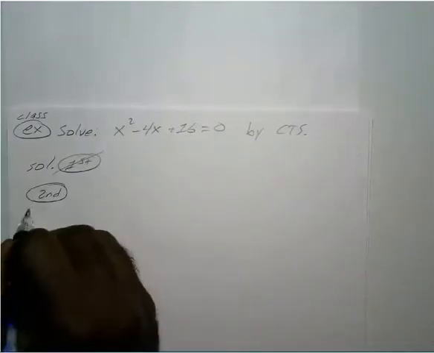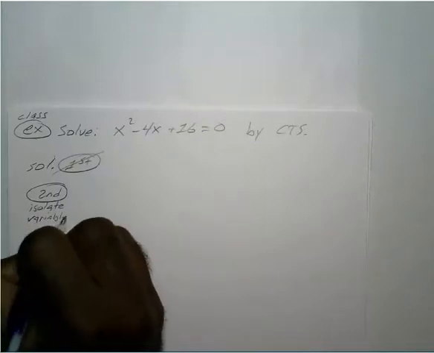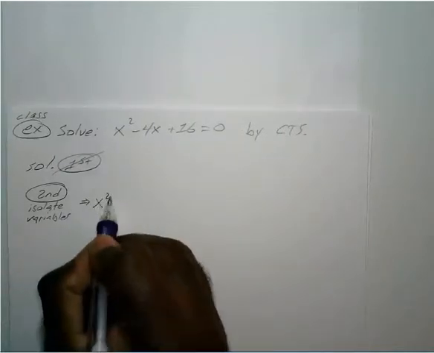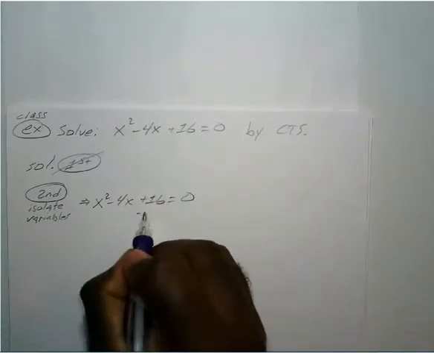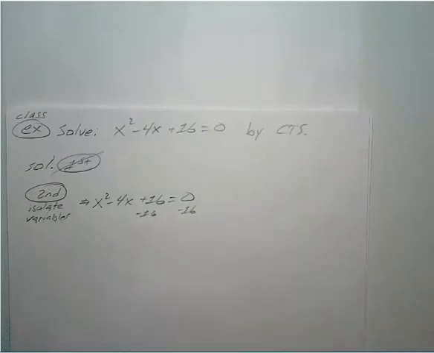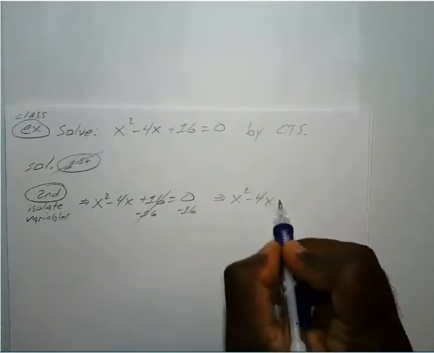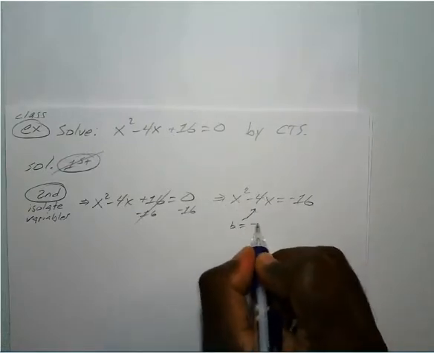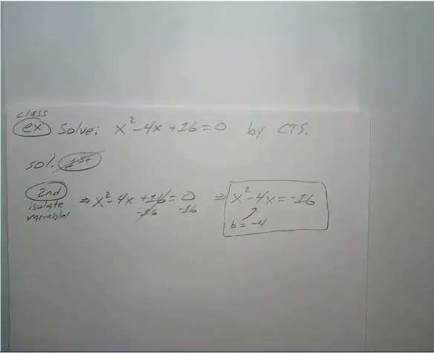Okay. Now your second step, remember, you want to isolate the variables. Which means our x squared minus 4x plus 16 equals 0. We're just going to subtract 16 from both sides, where that cancels out. So that leaves us with x squared minus 4x equals negative 16. Which lets us know also that b is equal to negative 4. Alright, so that's the one we're going to use.